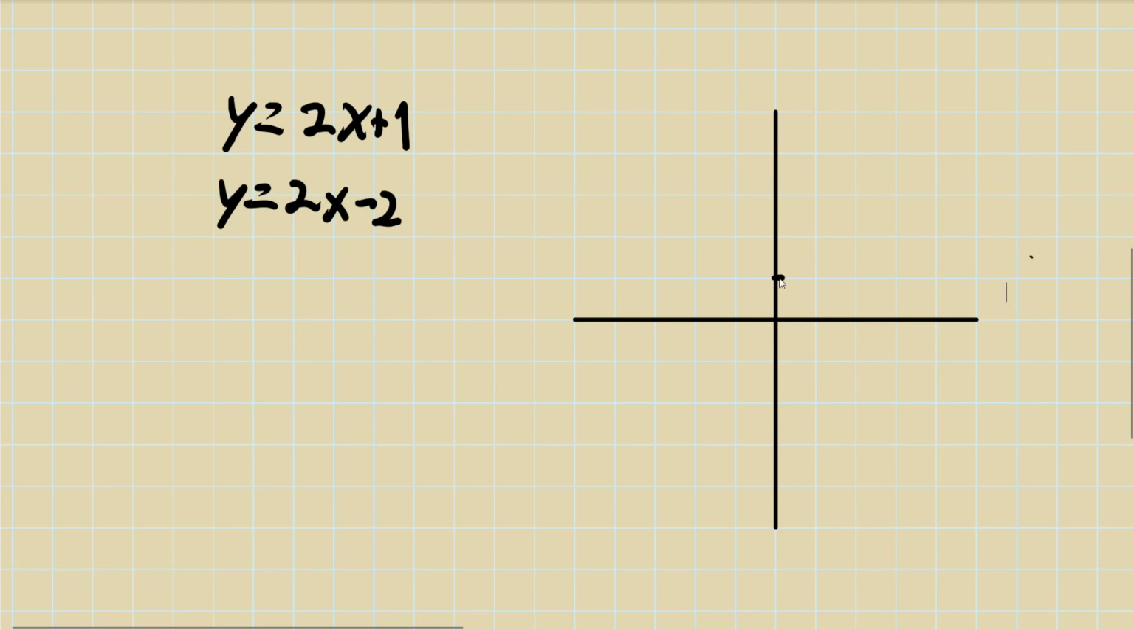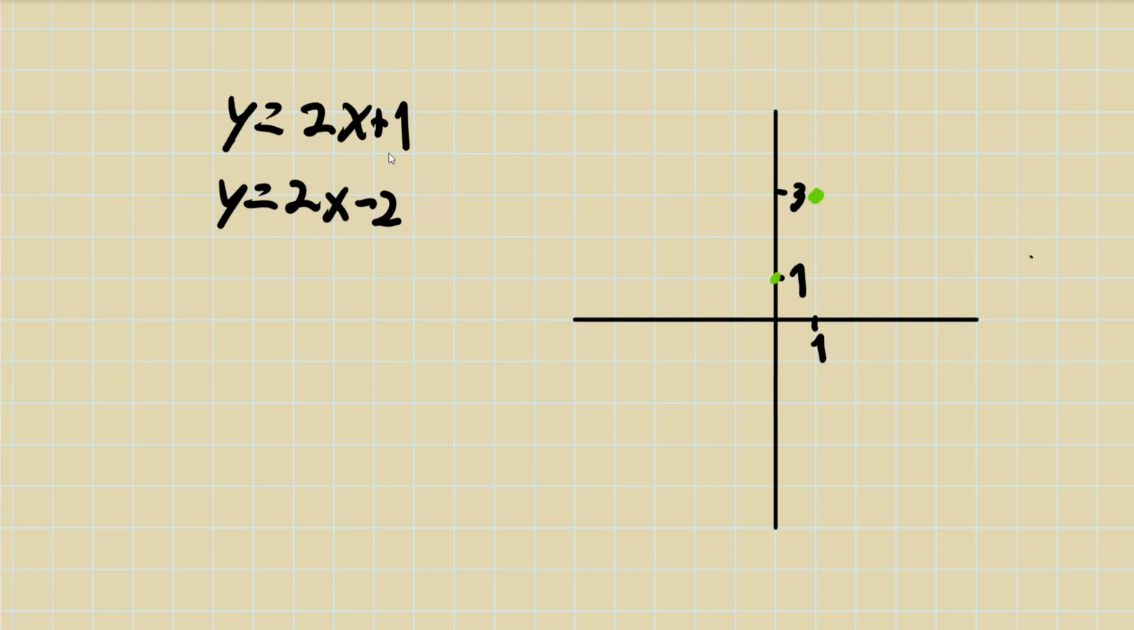We have the y-intercept of 1, so let's plot the point here. And we have the slope of 2, so we have to go 2 up. So here we have 3 and 1 to the right. And then let's plot the second point.